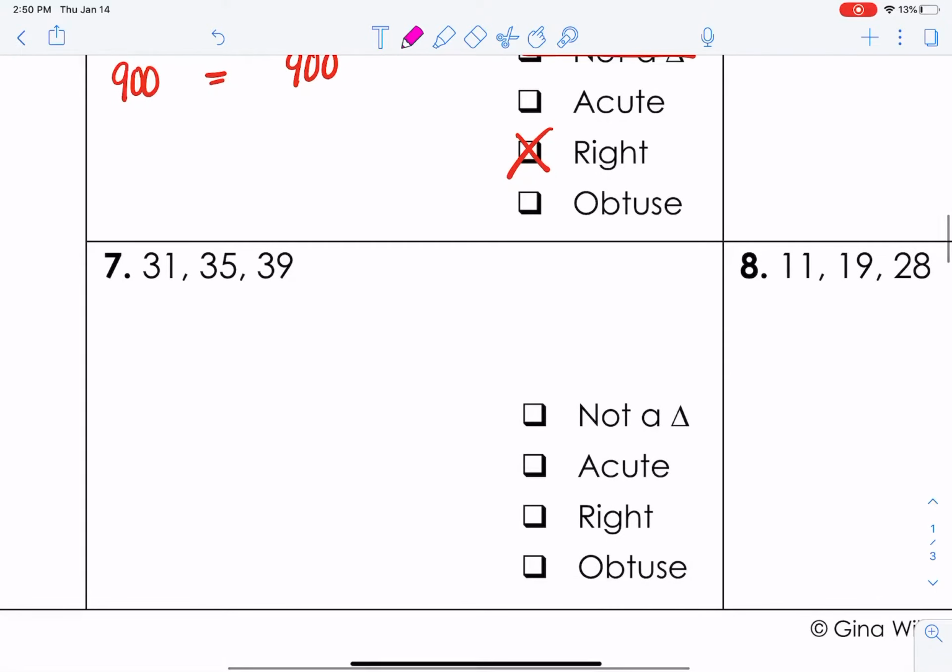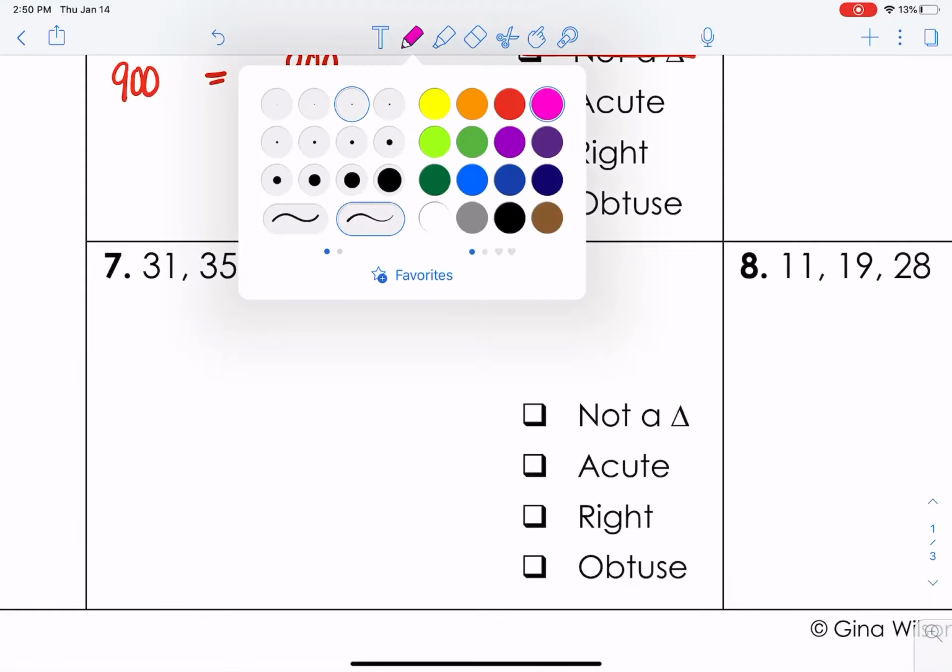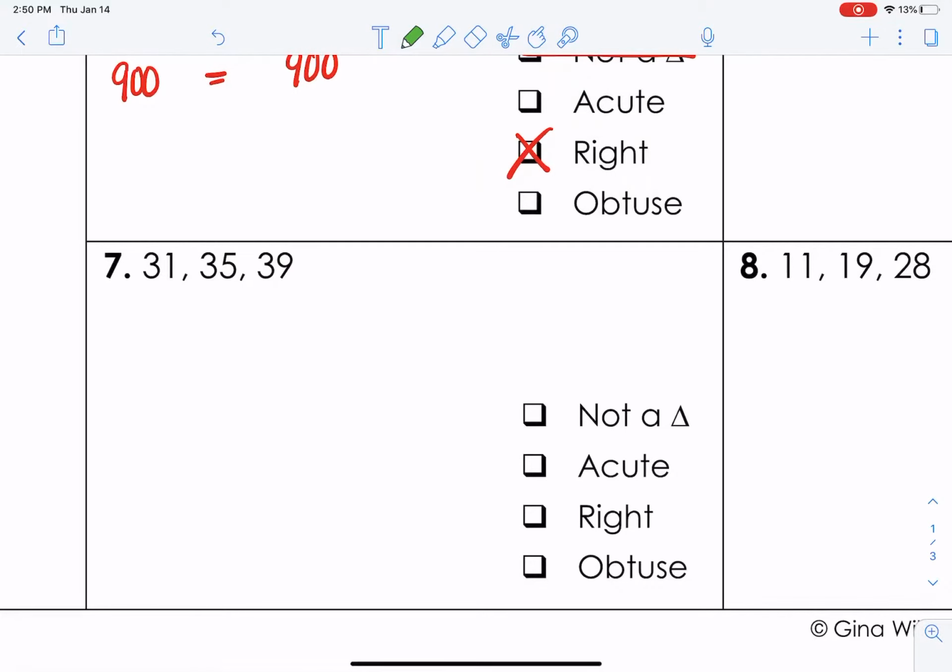So then we have number 7. It can be done with really big numbers. It just means you have to use a calculator. So 31 plus 35, which is 66, most definitely is greater than 39. So it is a triangle.